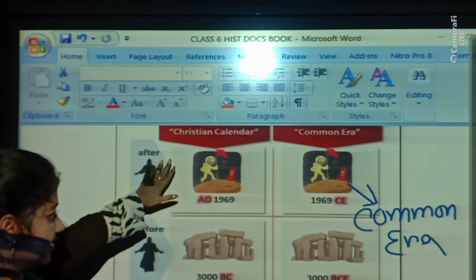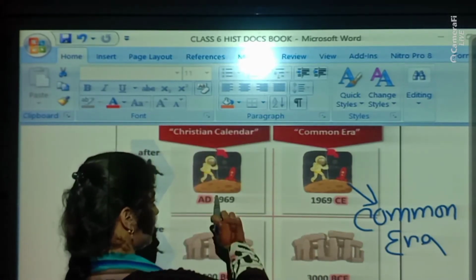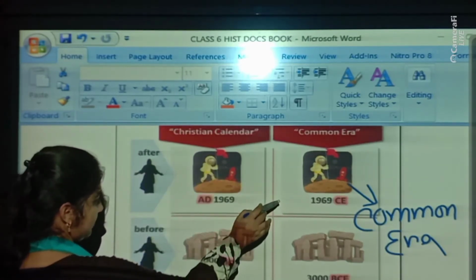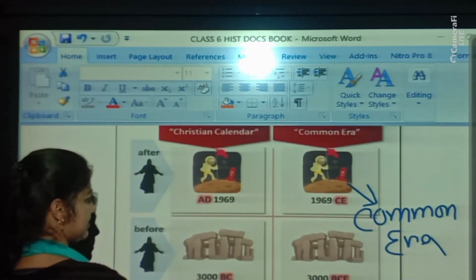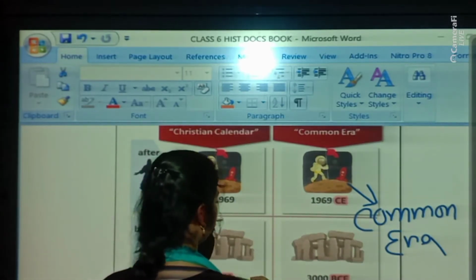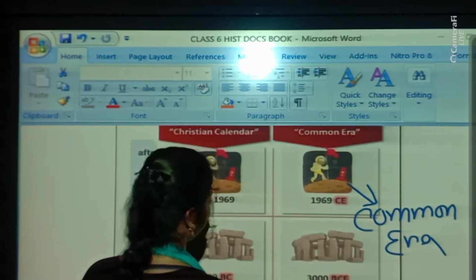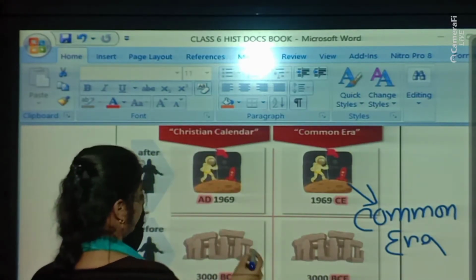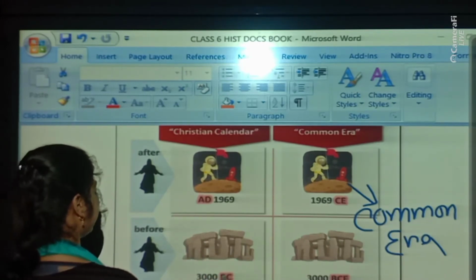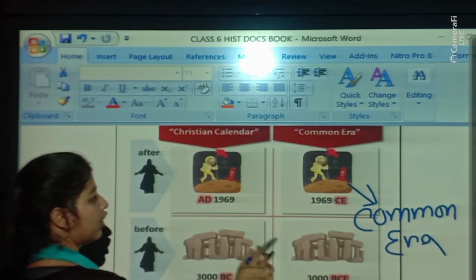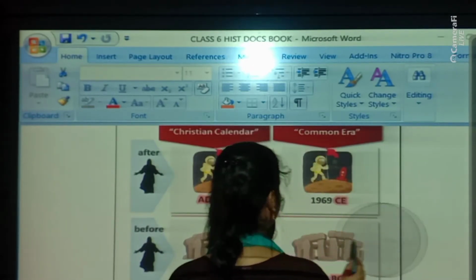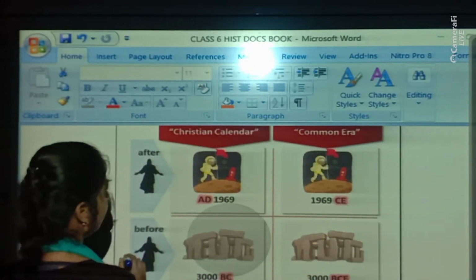These things, the astronauts sitting on the moon, happen after the birth of Christ, okay? And this whole Pleistocene period, or we can say the rock period or age of rock time, is totally 3000 BC, meaning before the common era. Clear?